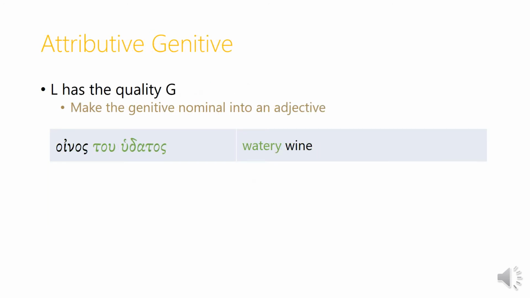The attributive genitive is the situation where the lead nominal has the quality expressed by the genitive nominal. And this is where we tend to make the genitive nominal into an adjective. So, oinos tu hudatos is wine that is somehow related to water, and we might decide that it's wine that has the quality of water, and so we might translate it watery wine.